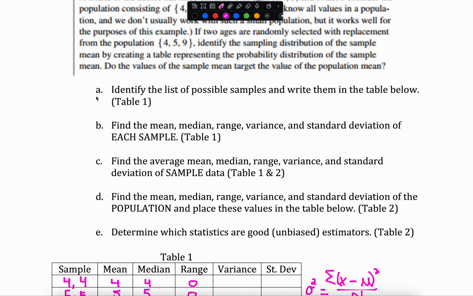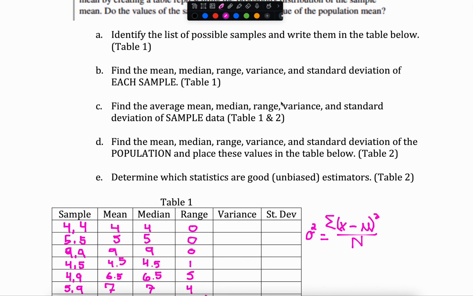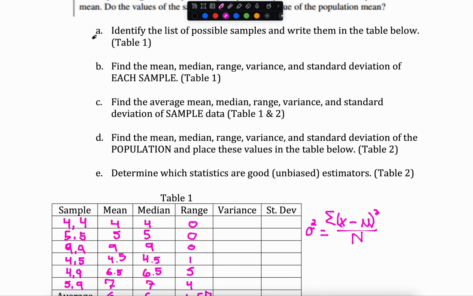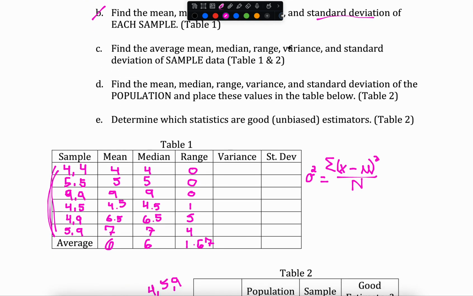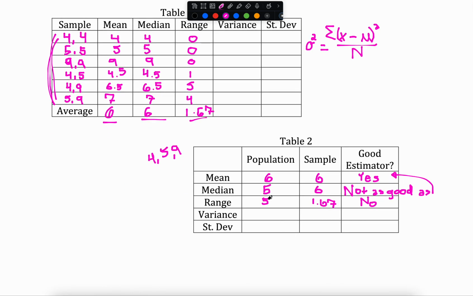Going through here, A, B, C, D, E, let's talk about what we've done and what we haven't done yet. Identify the list of possible samples and write them in the table below. We've actually done part A. That was listing out these, 4, 4, 5, 5, 9, 9, that stuff. Find the mean, median, range, variance, standard deviation. We've done most of that. We have to do variance and standard deviation yet. And then it says find the average, mean, median, range, variance, standard deviation. We've done those for these 3. And then we have to compare that to what the population is.